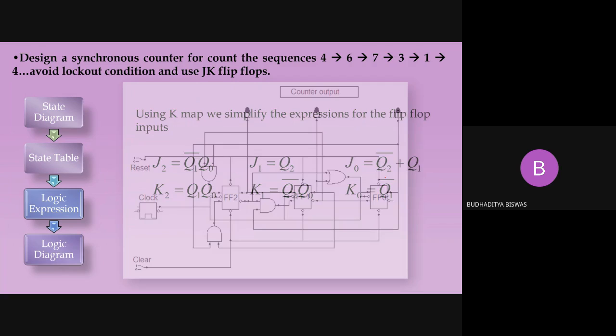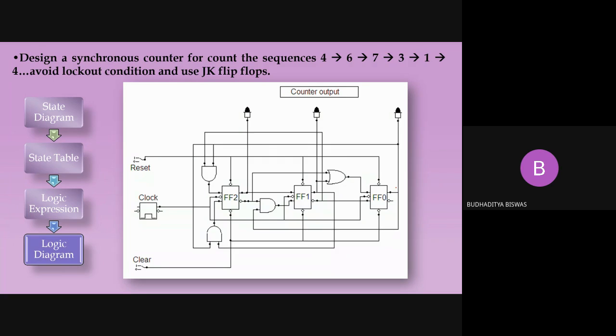In this way, we can simplify this expression like that. This is the design technique. This is the logic diagram, and minimum 10 marks should be there for this counter design. 10 to 12 marks should be there because so many steps are required. First is the logic state diagram, state table, expression, logic diagram.